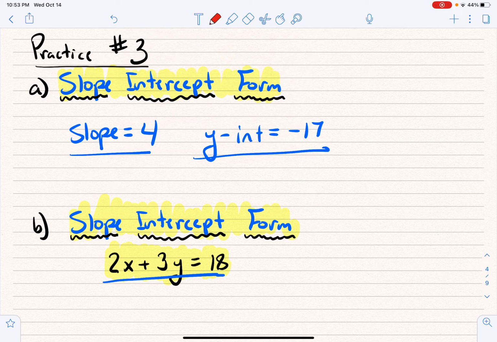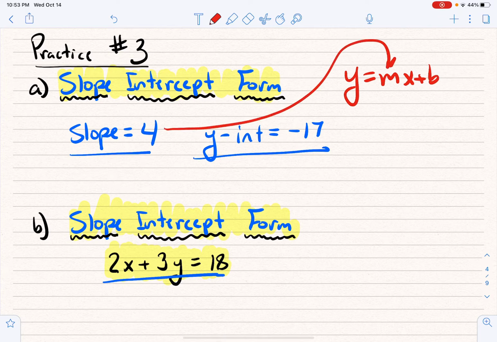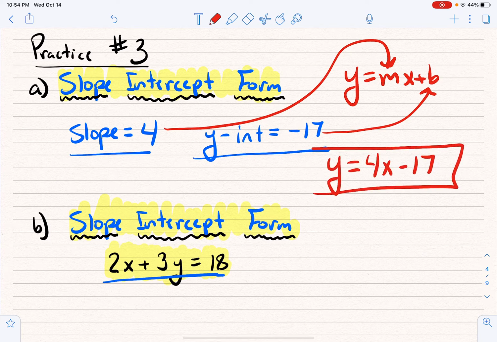This first one is so easy. Slope-intercept form is y equals mx plus b. So we just plug this in right here, and we plug that in right there. And so we would get y equals 4x minus 17. Hopefully this is what you have. That's the equation of a line with a slope of 4 and a y-intercept of negative 17.